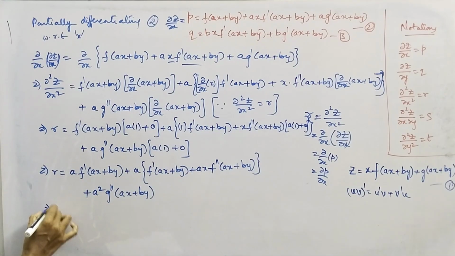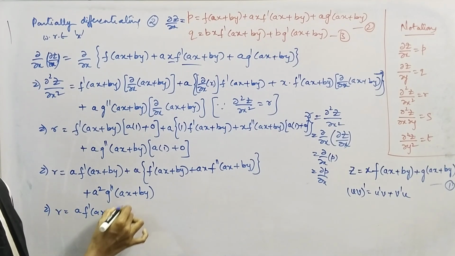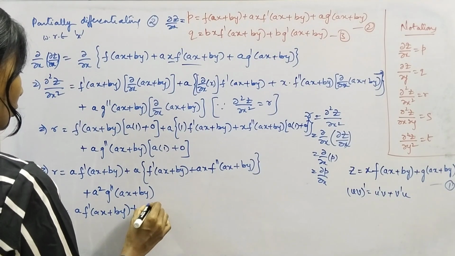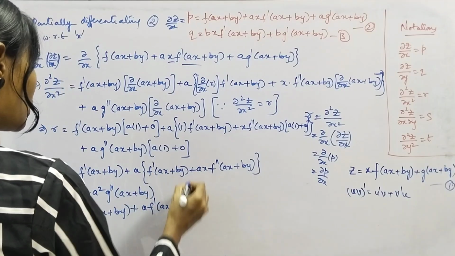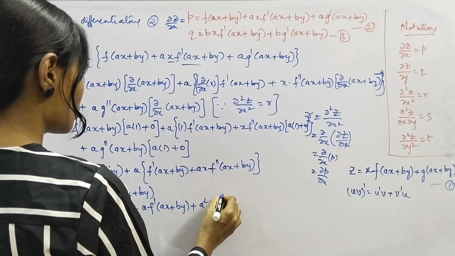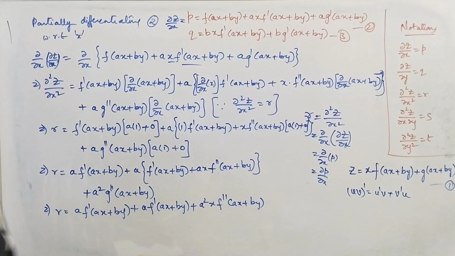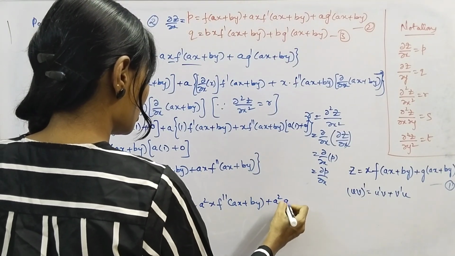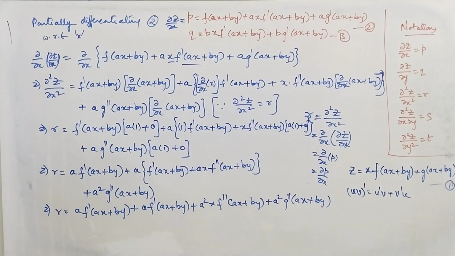Now just simplified, you'll get r equal to a into f dash of ax plus by plus a into f dash of ax plus by plus a into a square x into f double dash of ax plus by plus a square into g double dash of ax plus by, right? And now consider it as equation number 4.